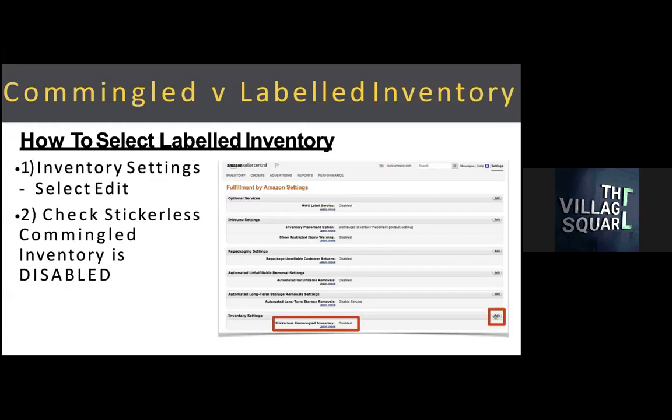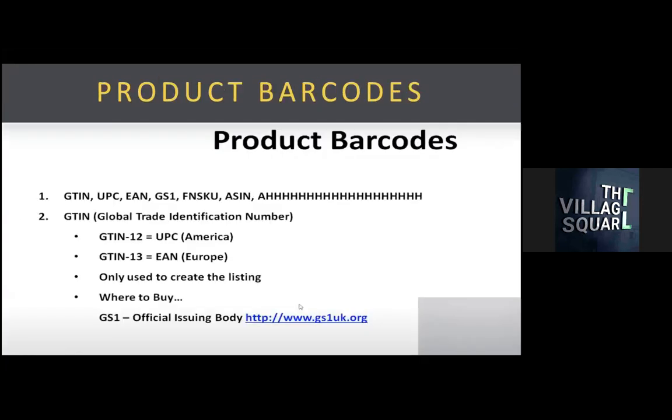So what do you need to do? How do I create my own Amazon label? You can see there's what we call GTIN. That's Global Trade Item Number. We have GTIN 12, which is UPC, and that applies to people in America and maybe Canada. Then we have GTIN 13, which is EAN, for Europe. So you only need to use that GTIN code, for example UPC or EAN, just to create.